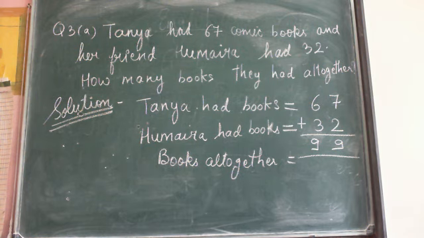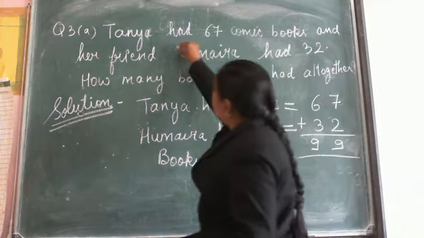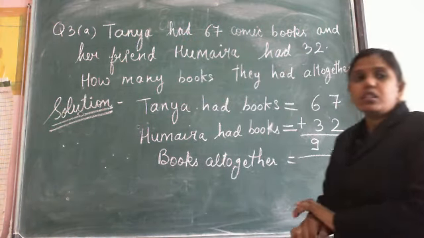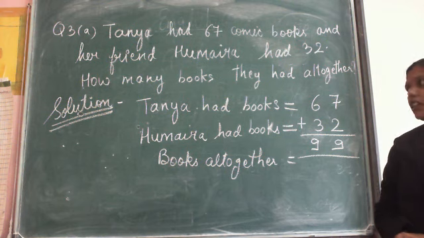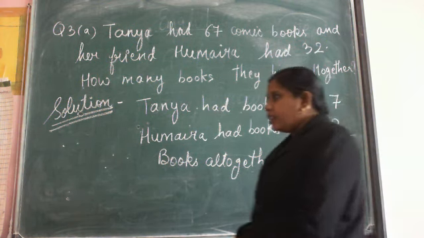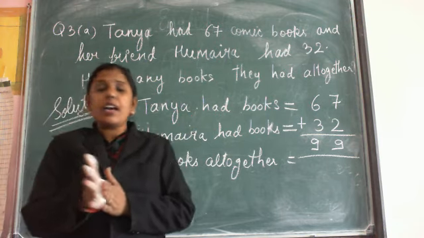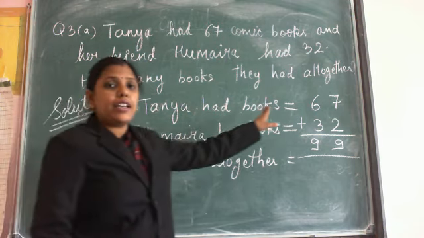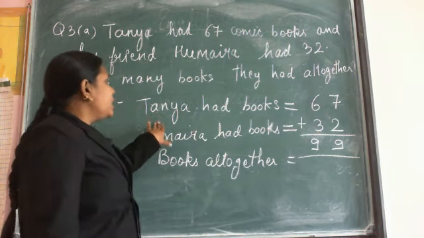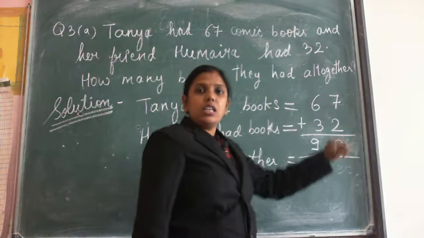Now once again I am explaining the same word problem. In this question we have to find the total number of books that Tanya and Umaira have. So we have to add the books that Tanya has and the books Umaira has. First we will write that Tanya had books. How many books Tanya had? Tanya had 67 books. So write Tanya had books is equal to 67.